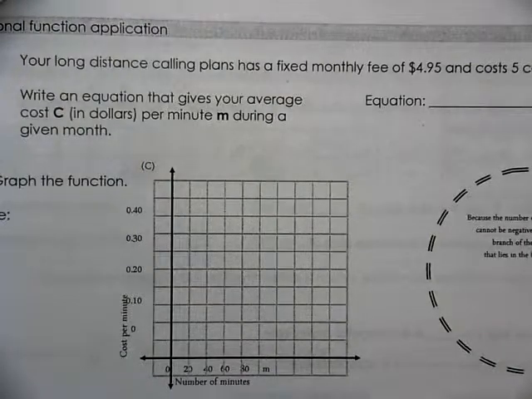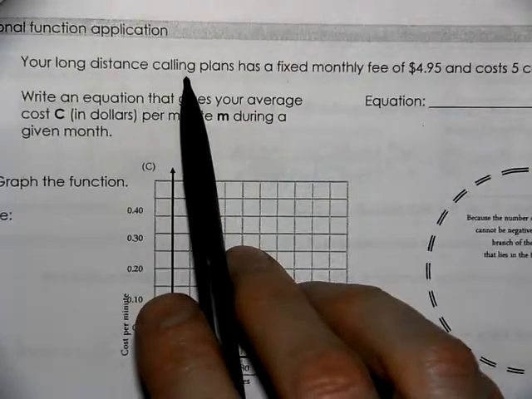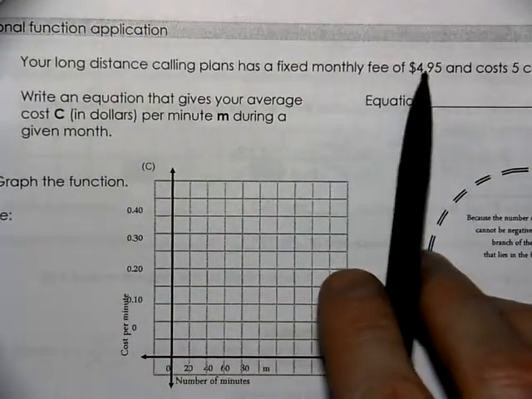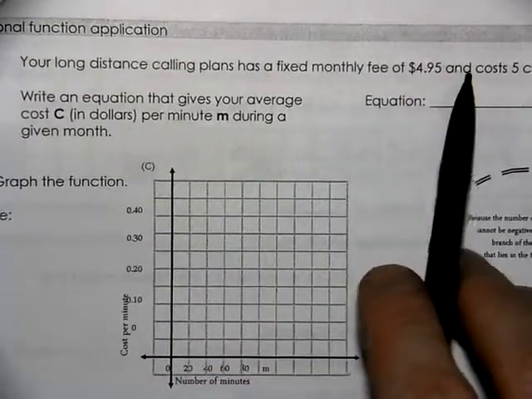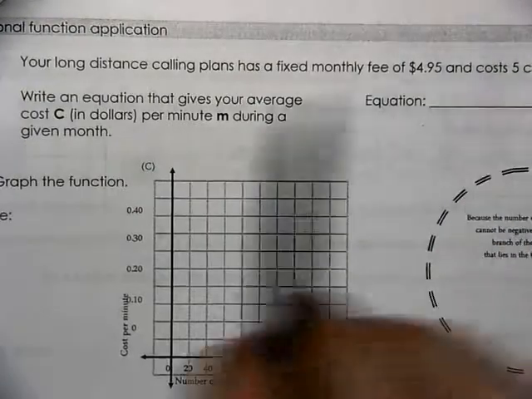These notes are for 8.2, day 2. This is the second page. Your long distance calling plan has a fixed monthly fee of $4.95, so every month it costs at least that much. And it's going to cost you 5 cents for every minute that you talk.